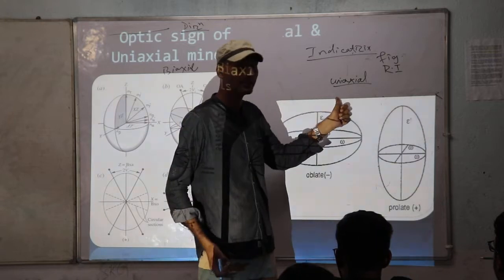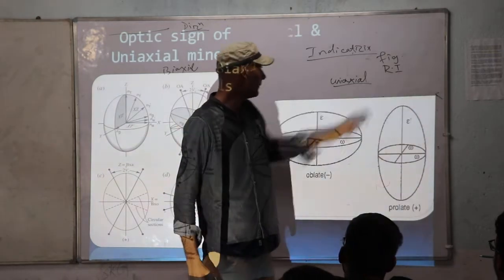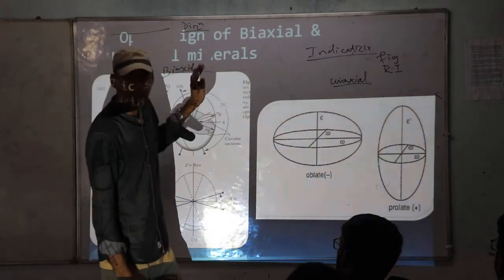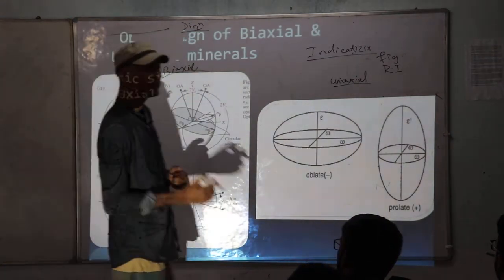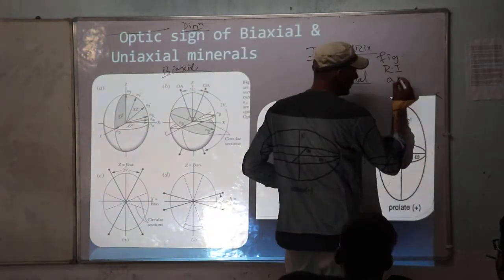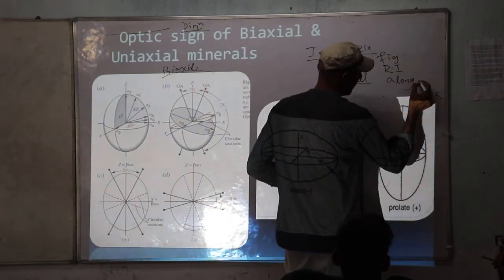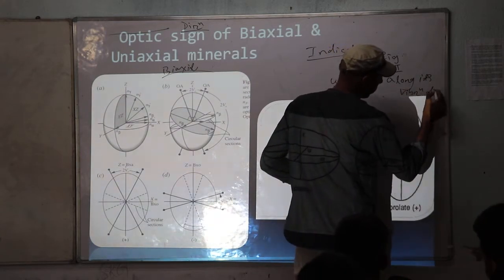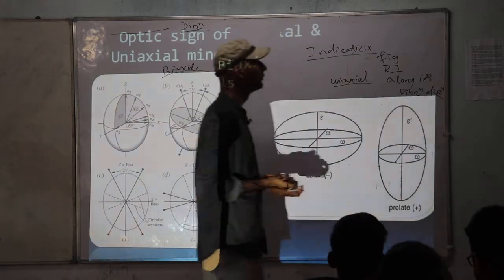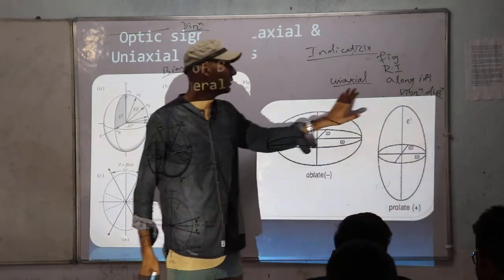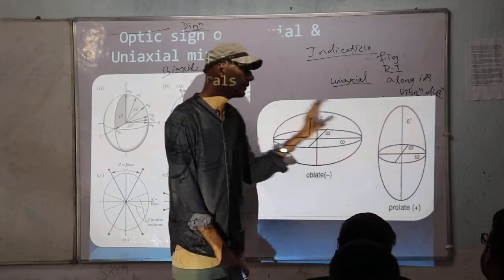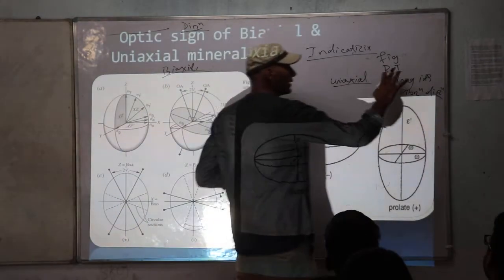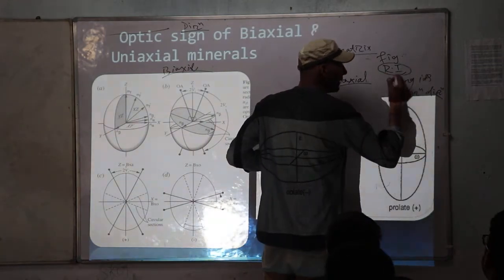For uniaxial we are considering the refractive index of the O ray and E ray. For biaxial we are considering the refractive index of the fastest, slowest and intermediate rays along their vibration directions. Okay, so vibration directions are 2 in case of uniaxial and 3 in case of biaxial.